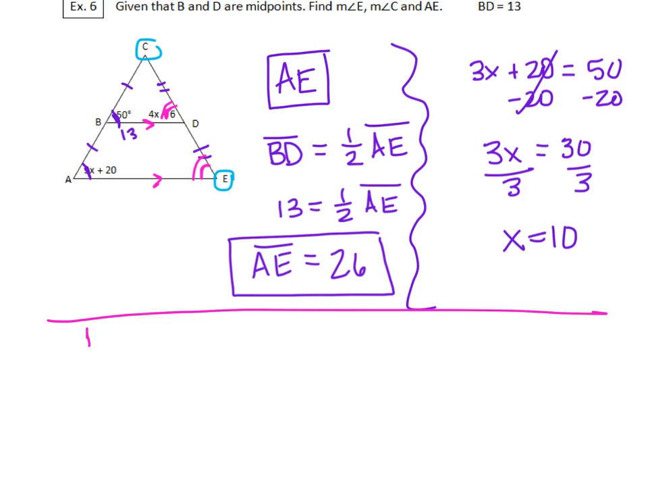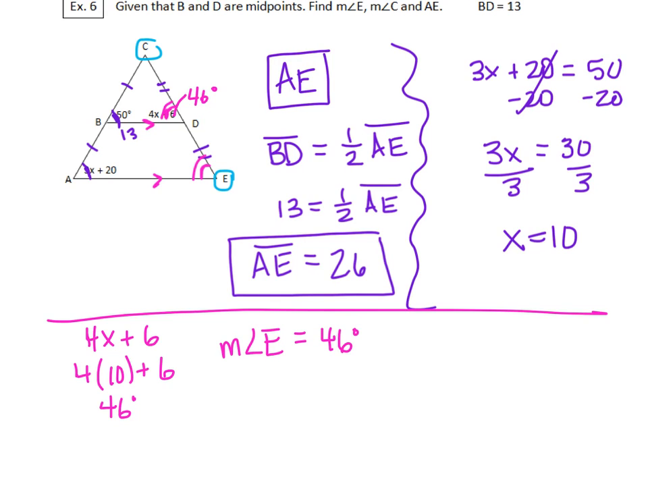We have your 4x plus 6. And we plug in x, so 4 times 10 plus 6. 4 times 10 is 40, plus 6 is 46. So this angle is 46 degrees right here, that's CDB, which also means that the measure of angle E is 46 degrees. So we have 2 of the 3 things we need. The last thing that we need is to figure out what angle C is.